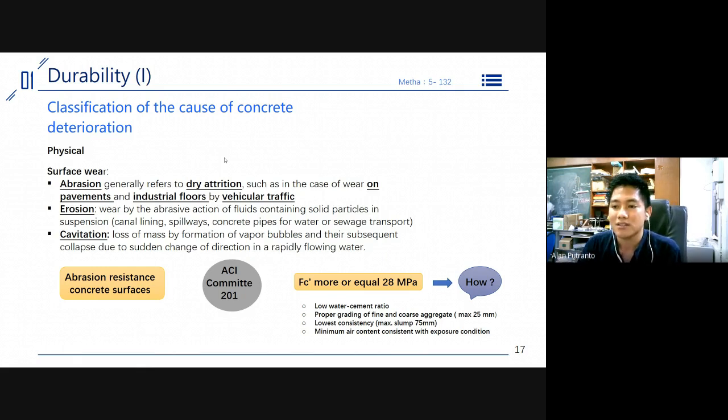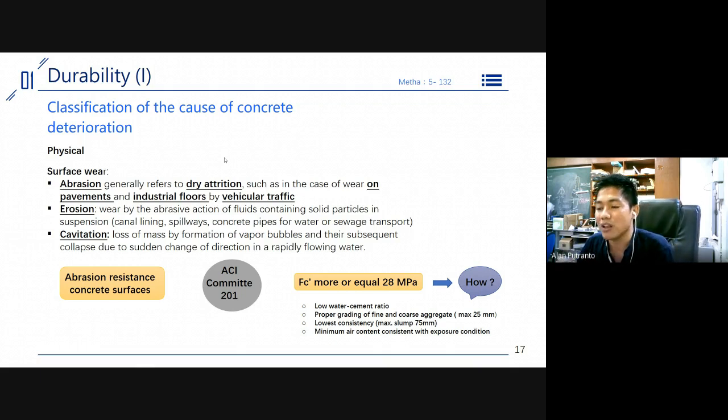Now, in my PPT, for abrasion resistance of concrete surfaces, we have ACI Committee 201 reporting the standard testing, or the standard code, for abrasion resistant concrete structures. To achieve good resistance to abrasion, we should have concrete strength greater than or equal to 28 megapascal. This is the detail that I got from Mehta, but if you go through the code, some codes already describe how to achieve 28 megapascal or close to 28.